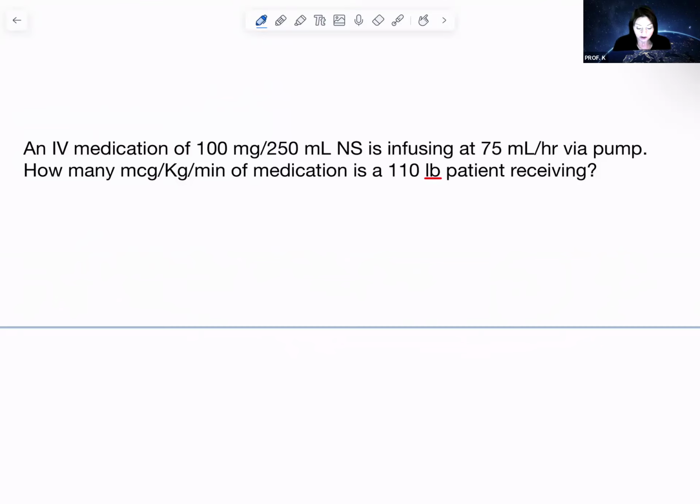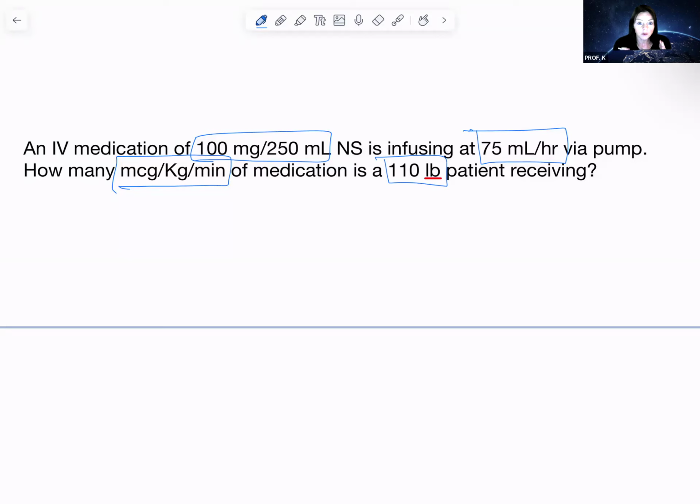An IV medication of 100 milligrams in 250 milliliters of normal saline is already infusing into the patient at 75 milliliters an hour via an IV pump. The patient's already getting it. They want you to solve how many micrograms per kilogram a minute of medication this 110-pound patient is getting. We're talking about cardiac meds here. Now we're doing high-level solving, but this is what you're going to do depending on where you work.